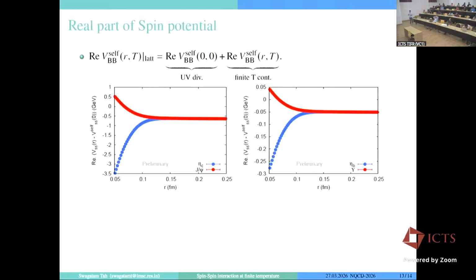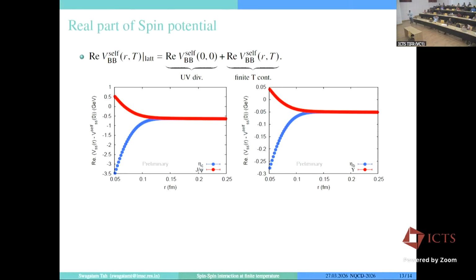So now, if we consider the real part of the spin potential, the self energy of the spin potential in the lattice will have contributions of two parts: an ultraviolet divergent piece, which is the zero temperature part, and a finite temperature contribution. To get this finite temperature contribution, we have to subtract the ultraviolet divergent piece from the lattice results. We have calculated this ultraviolet divergent piece using lattice perturbation theory, subtracted the leading order divergence from the lattice data, and extracted the finite temperature contribution.